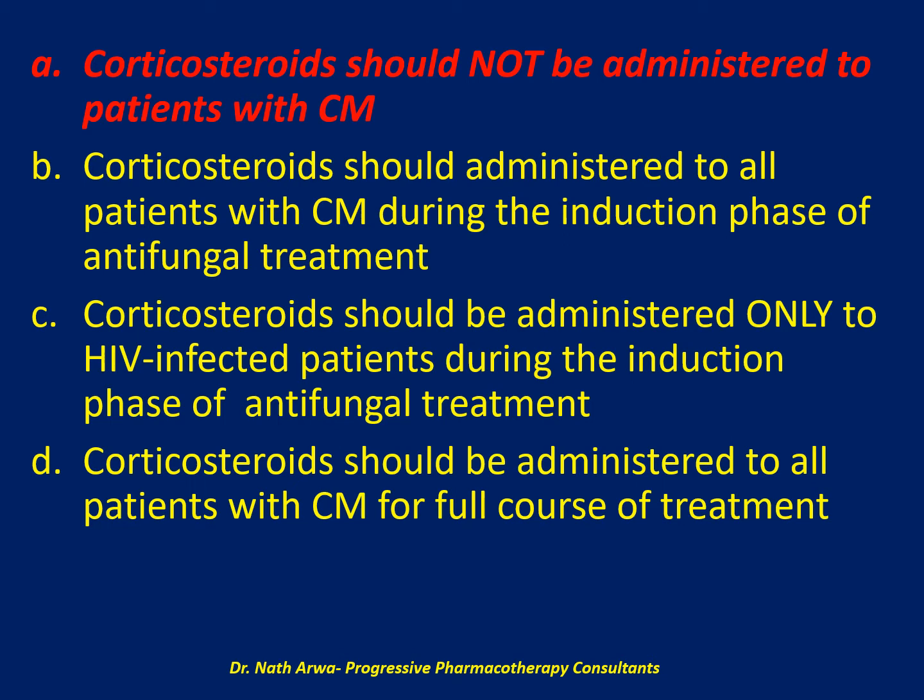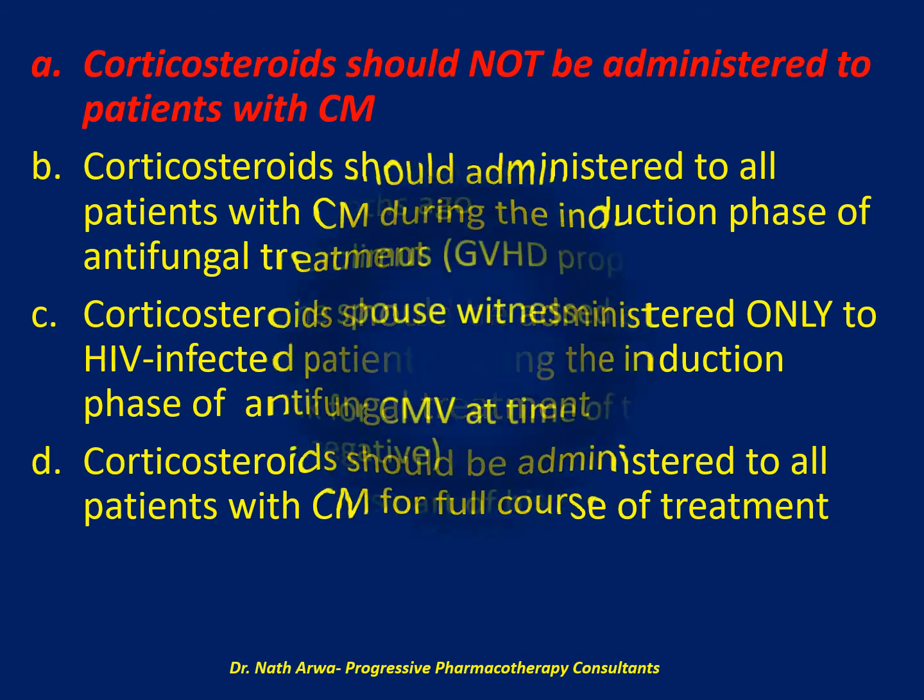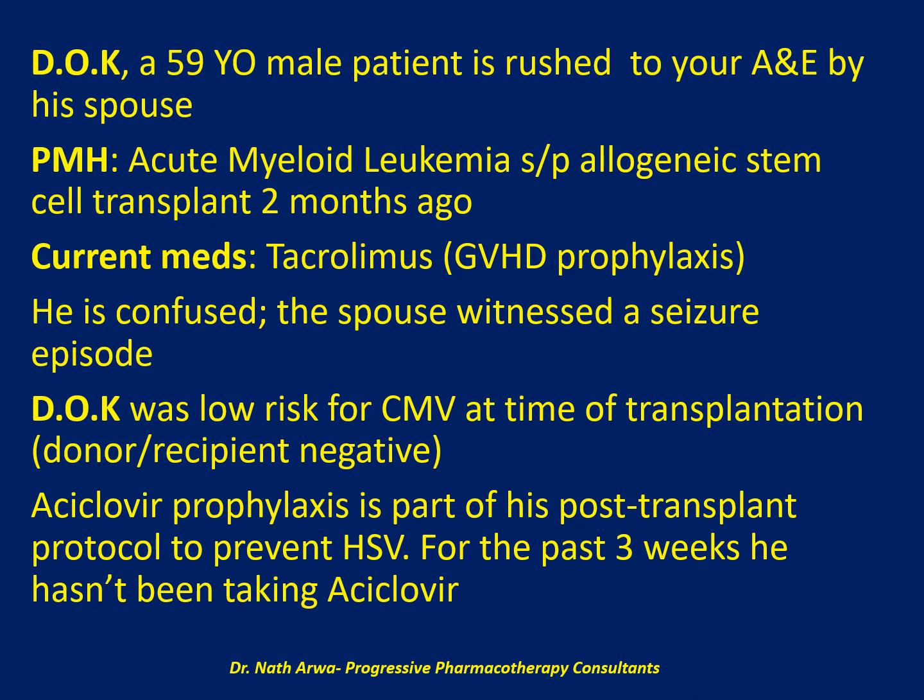Let's move to the next question, please. And it reads, Mr. D.O.K., a 59-year-old male patient, is rushed to your accident and emergency department by his spouse. He has a past medical history of acute myeloid leukemia, AML, status post-allogeneic stem cell transplant 2 months ago. Currently, he takes tacrolimus for graft versus host disease prophylaxis. He is confused and the spouse witnessed a seizure episode before rushing him to hospital.